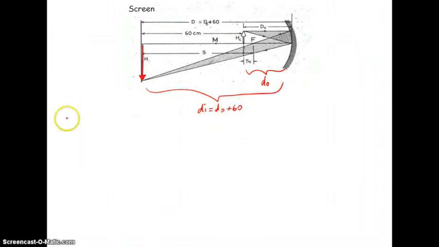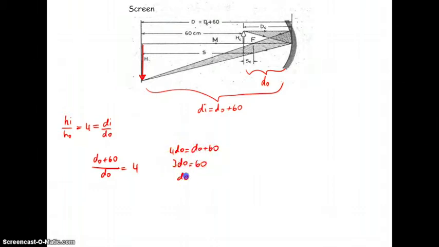And the question says hi over ho should be 4, and we know that hi over ho is equal to di over do. By substituting do plus 60 instead of di, we can find distance object, and then we can find distance image. 4 do is equal to do plus 60, so 3 do is equal to 60, then do is equal to 20 centimeters, and di is equal to 80 centimeters.